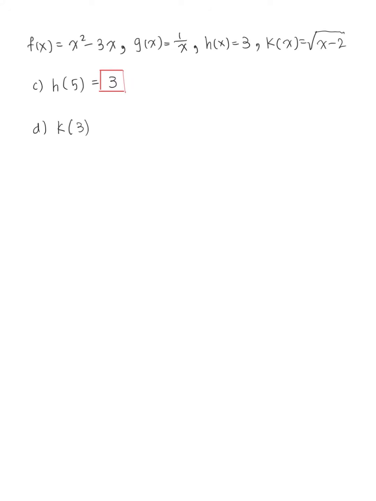Next, let's evaluate k of 5. So here, we're going to be looking at a function k, and we're going to replace its x with 3. So this becomes 3. That means that this x must become 3 as well. So this is going to be square root of 3 minus 2, which is square root of 1, which is going to be 1. Now let's look at k of -3.